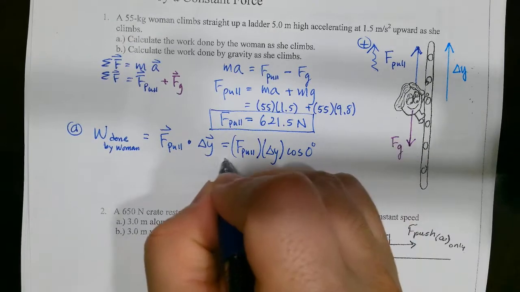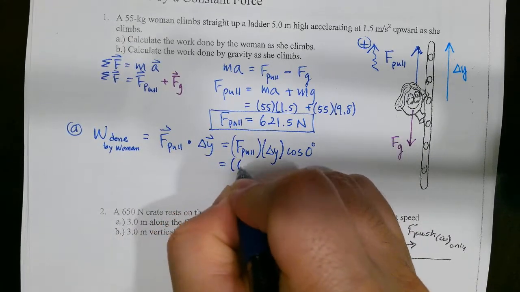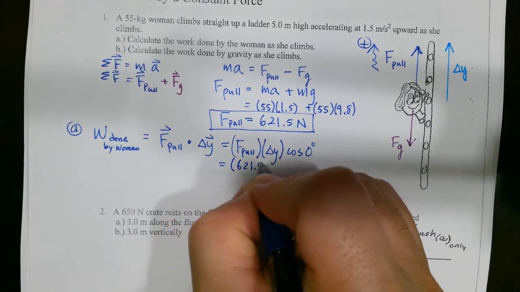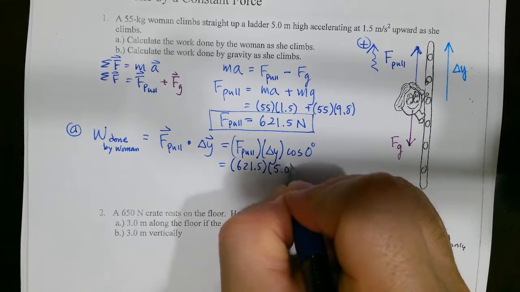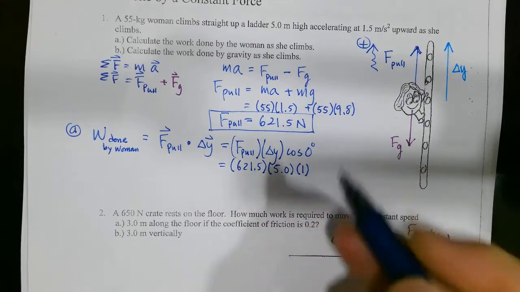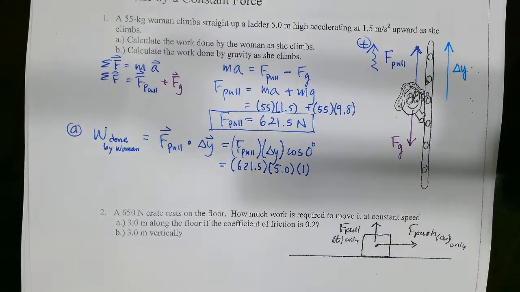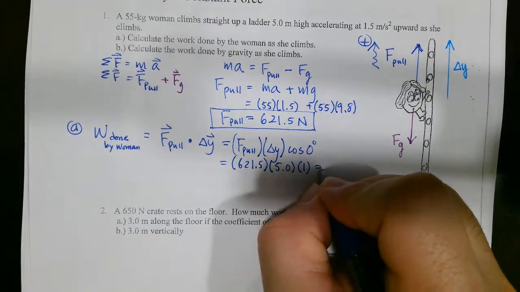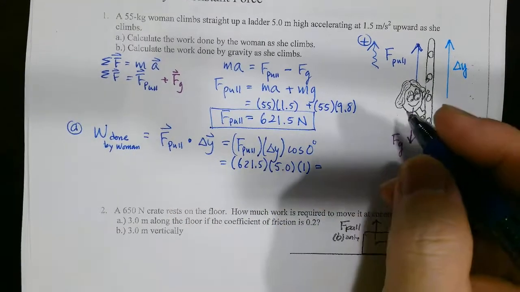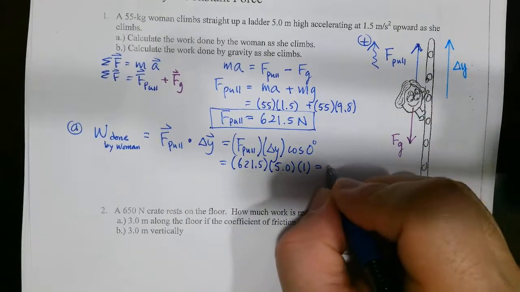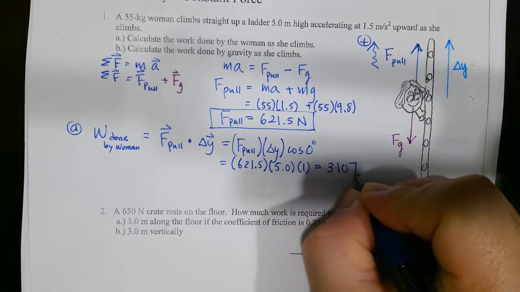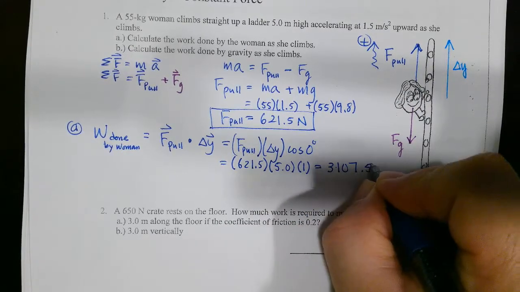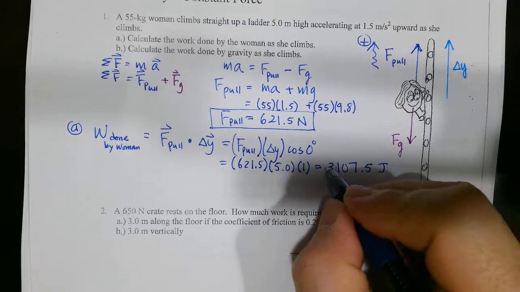Therefore, F pull, 621.5 times 5 times 1, because cosine of 0 is 1. And if you work it out, I think you'll get something like 3,107.5 joules.